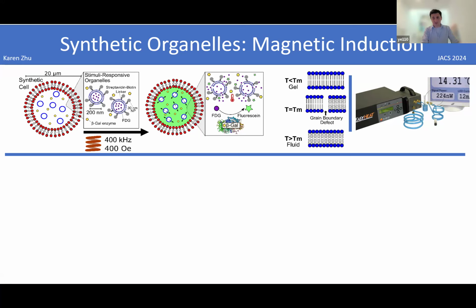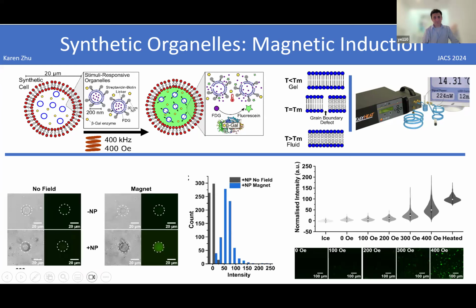So we've built and we've used these heating magnetic induction systems. You pop your samples in, you turn it on, you take the membrane, and only the membrane, because it's localized to the membrane, through a gel to fluid transition, and you activate the system. And this is what it looks like. On the microscope, only with the magnet on and with the nanoparticle present do you get fluorescence, you get activation.